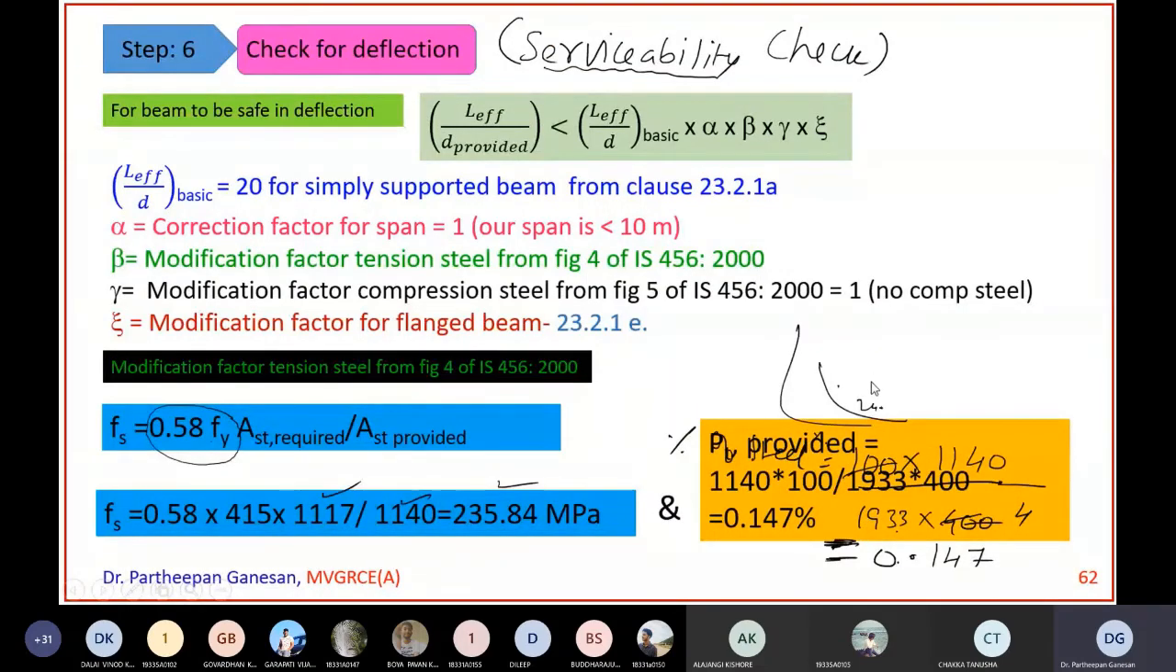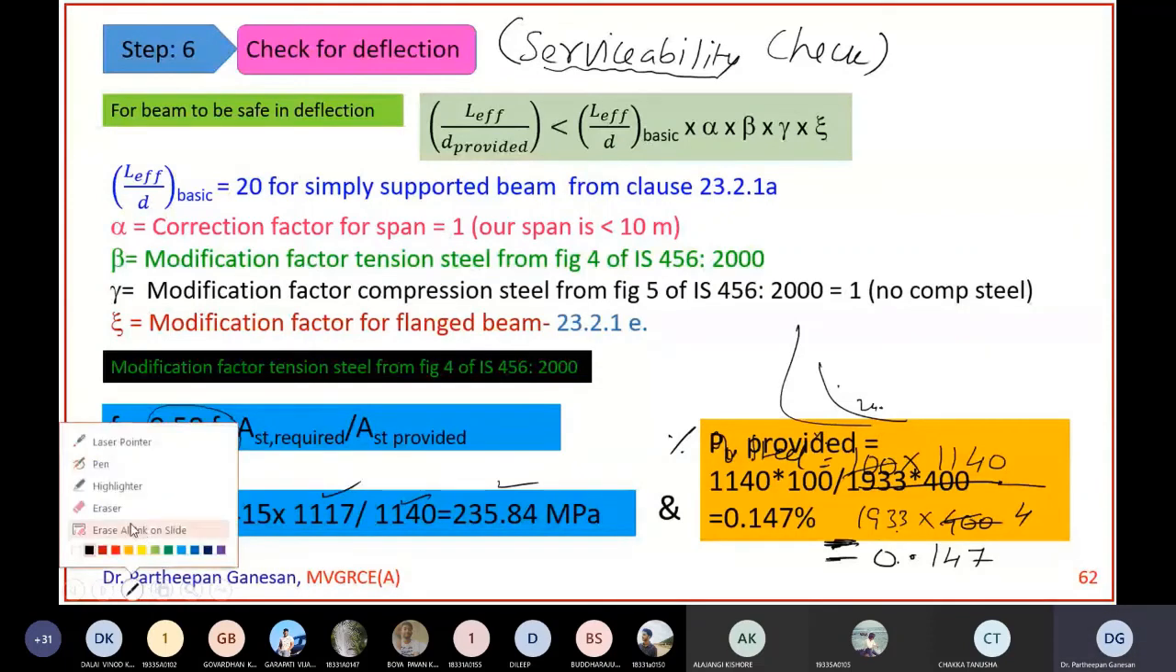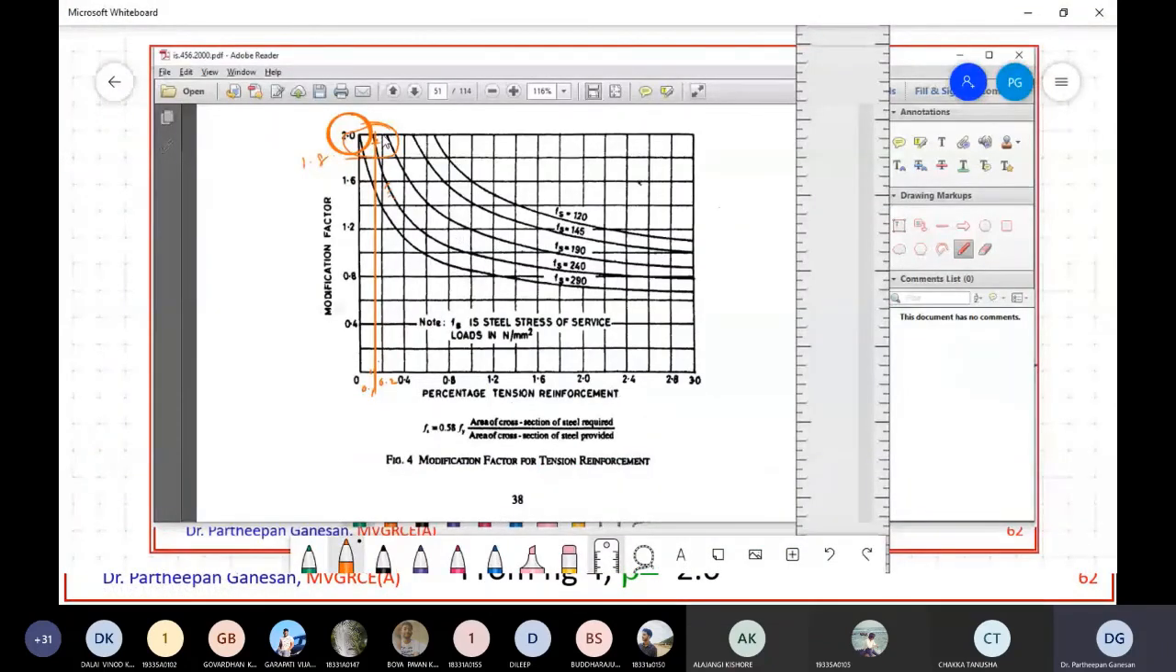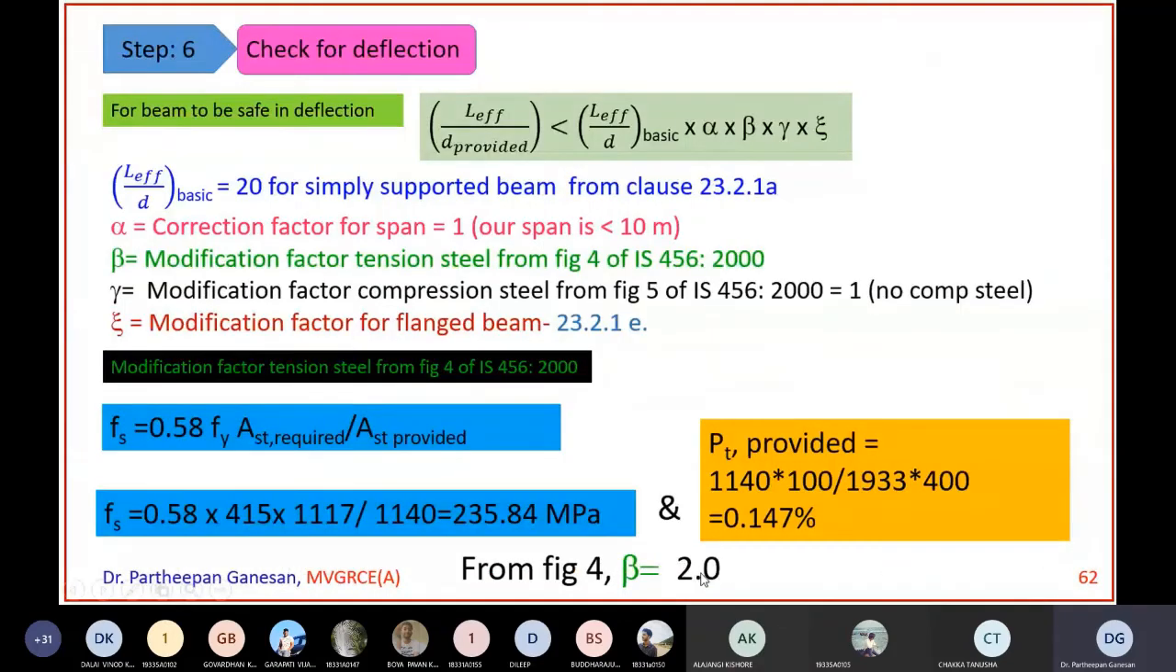So that's what I have done here. 1140 into 100 divided by 1933 gives 0.147%. Now from figure 4, the beta value is equal to 2, because for 240 it was coming out to 1.9. For 235 it will be more than 2, so you can take 2. That is why we have taken the beta value as 2.